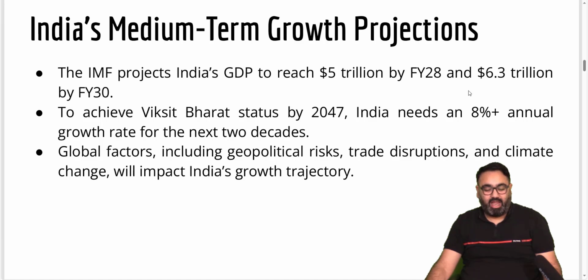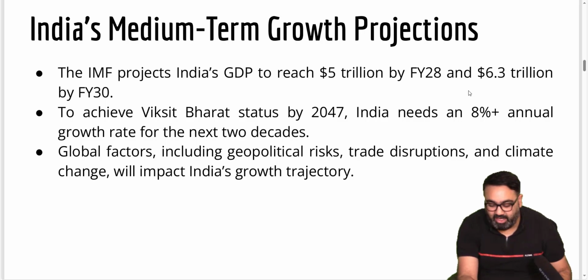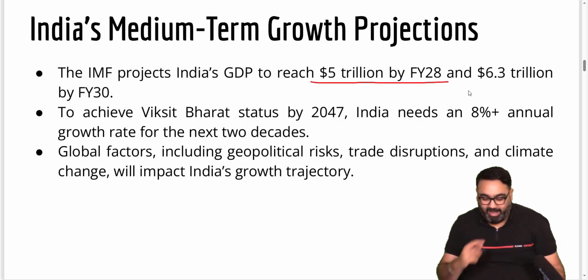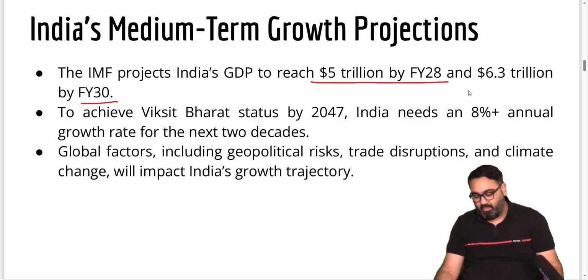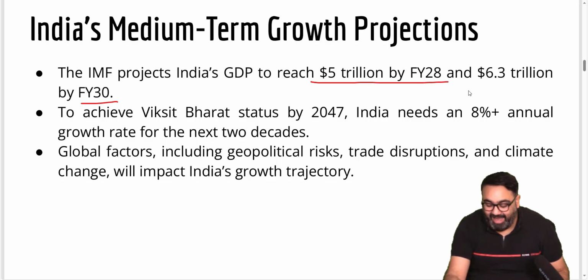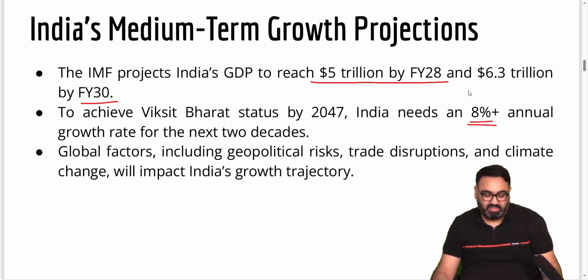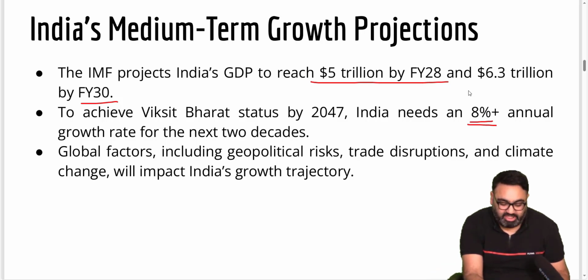First key theme: what are India's growth projections in the medium term? Again, we are talking about projections, something that we are hoping for. IMF projects that India's GDP will reach $5 trillion by FY28 and $6.3 trillion by FY30. Now again, these are just projections. It may be overachieved, maybe underachieved, depending on what the reality is. On the other hand, if the government's own aim to have Viksit Bharat by 2047 has to be achieved, we need over 8% growth annually for the next 2 decades.